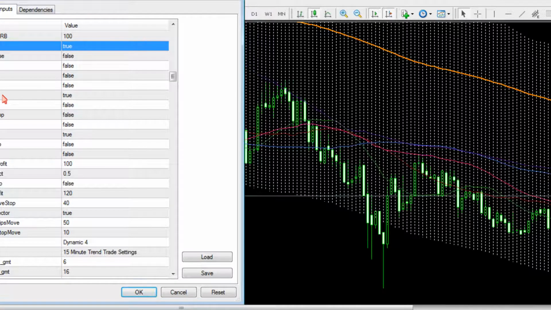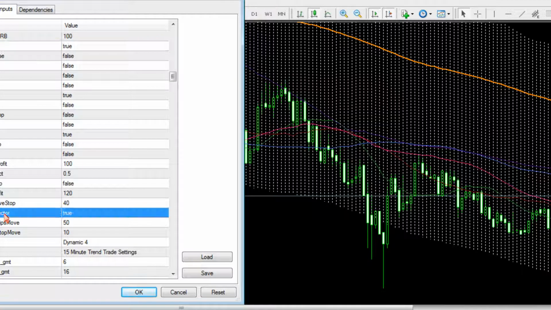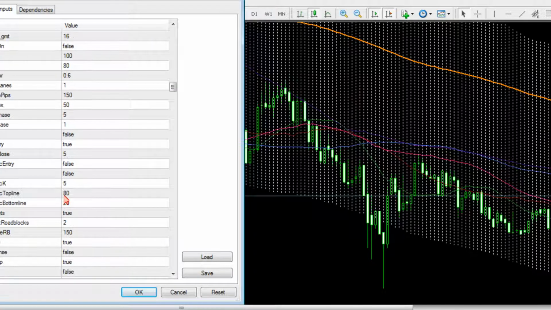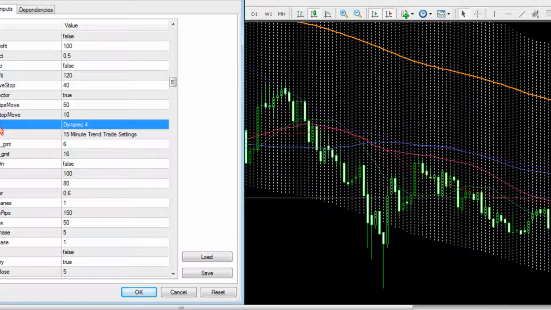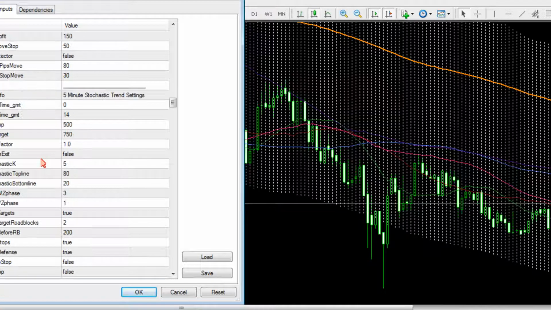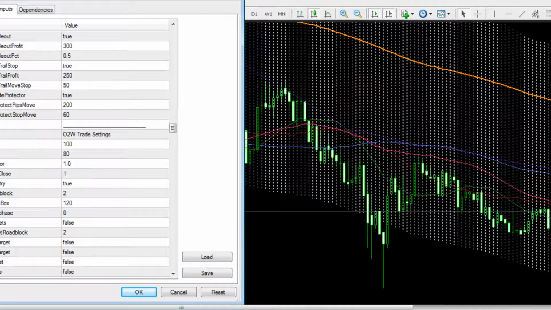Scale out again is false. Trailing stops false. Trade protector is on at 5 and 1 again. Now, as I said earlier on, trend 15s aren't actually allowed. It won't alert on a 15-minute trend purely because with a 10-pip stop, you'd probably find that most of them would be stopped out. So we can ignore all the 15-minute trend settings. I haven't got 5-minute stock trends on either, or the 15. So we can move on to the orange to white.